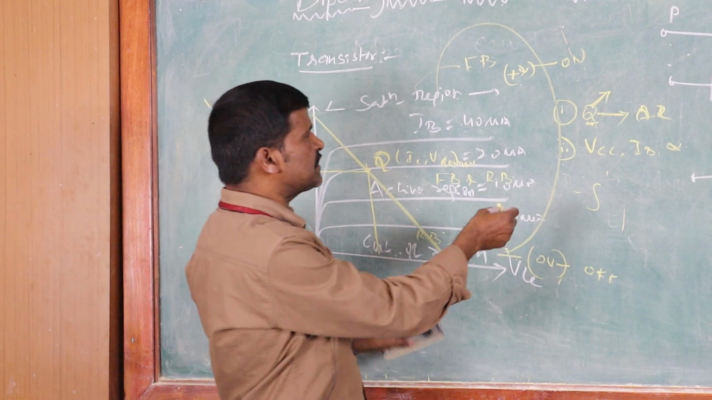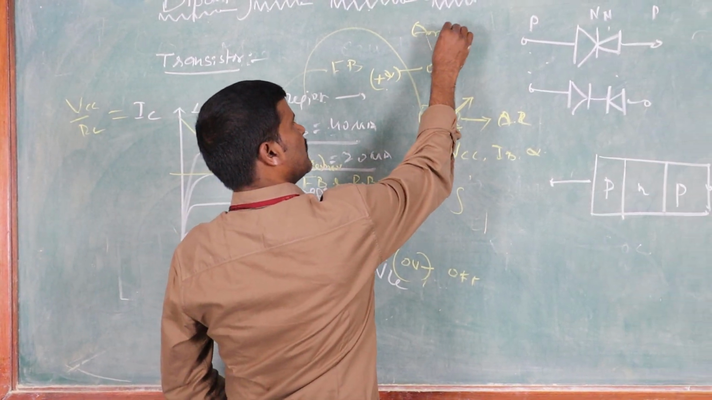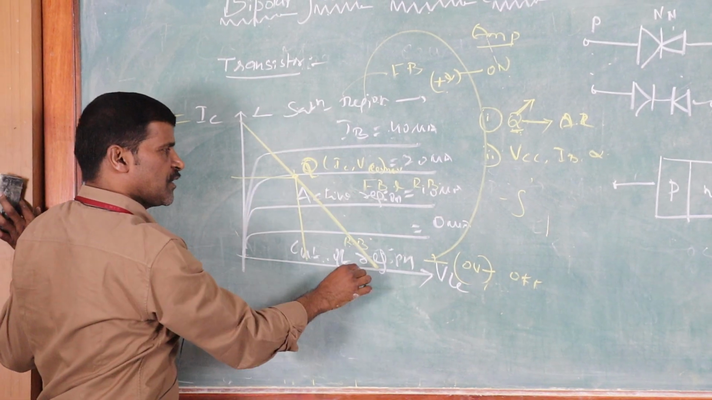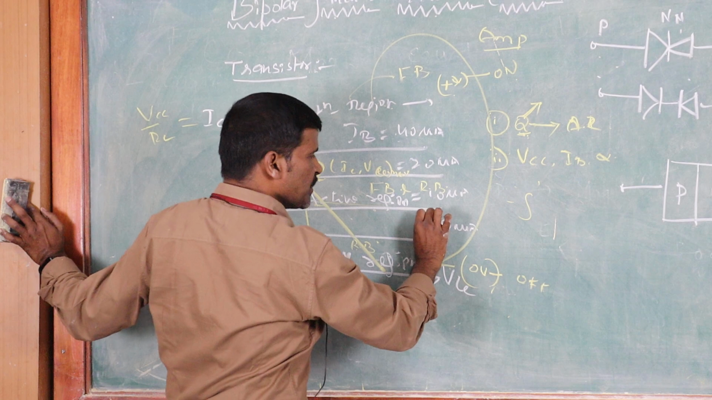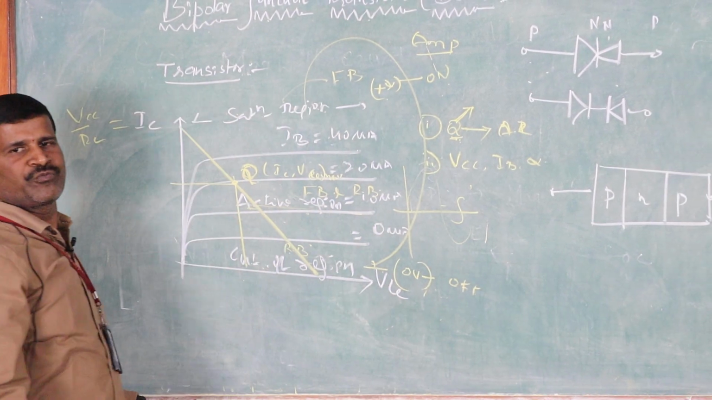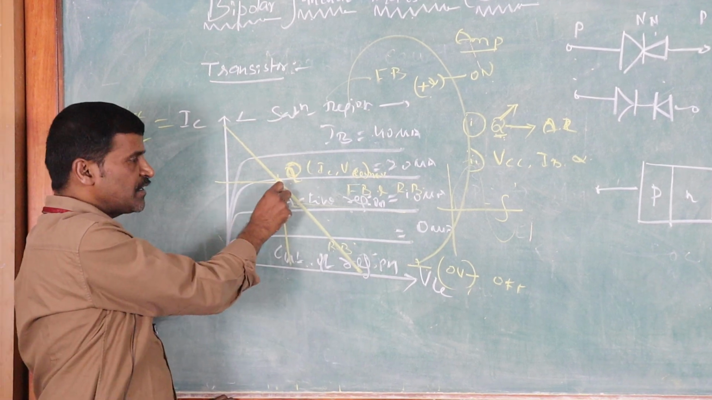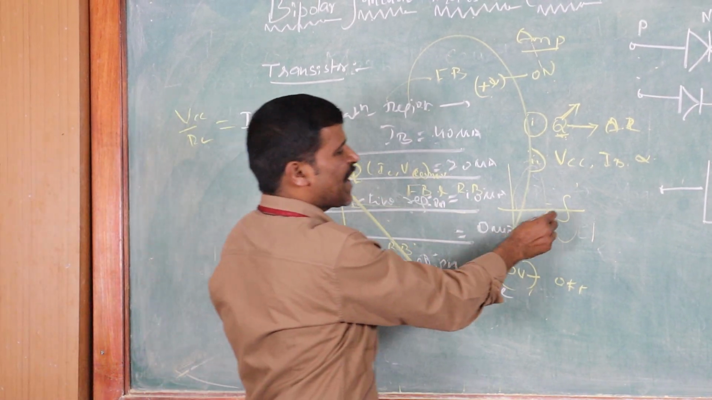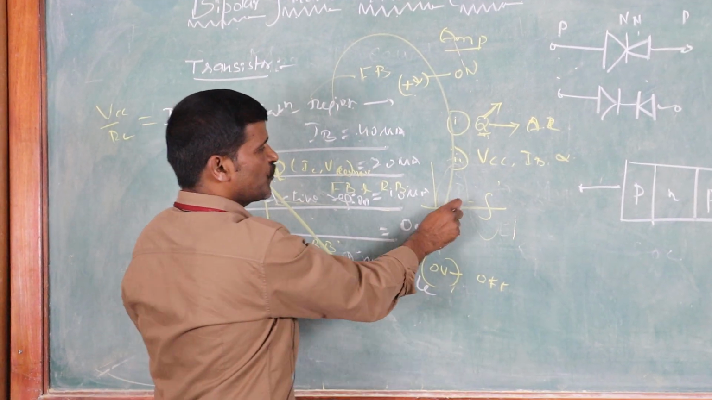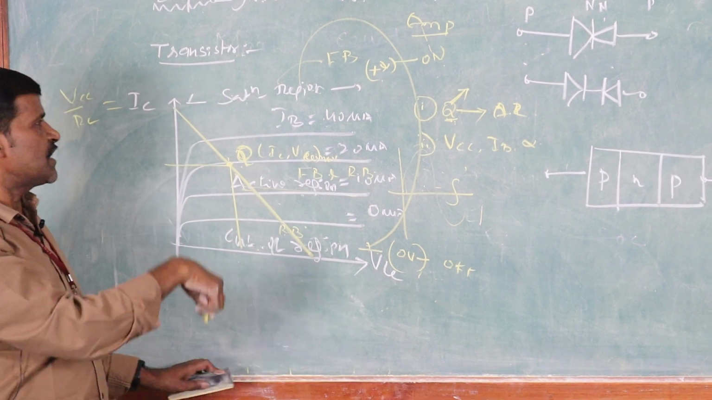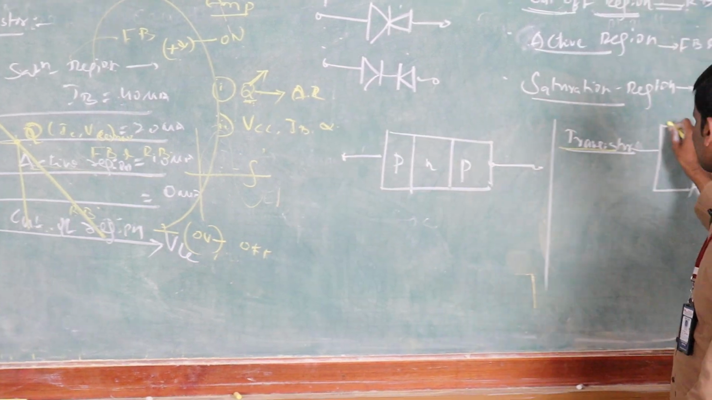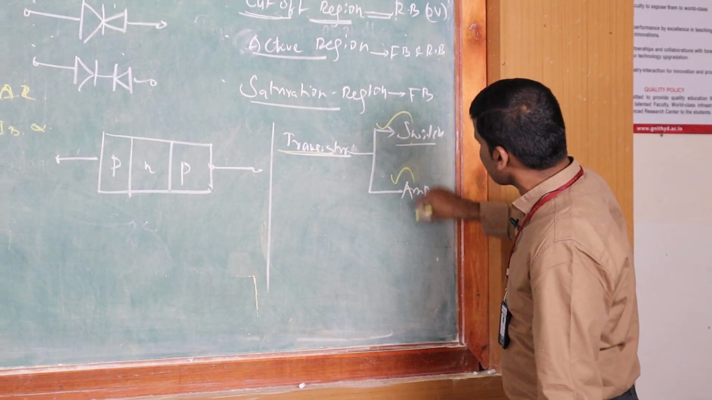Number two, when does it act as an amplifier? In between saturation and cutoff region there is an active region. In this region you can get the maximum signal amplification, voltage swings or current swings. If your Q point is proper, at the middle point, you can get the maximum amplification levels without any distortion. At this condition, the transistor can be used as an amplifier. So these are the two uses: as a switch and as an amplifier.